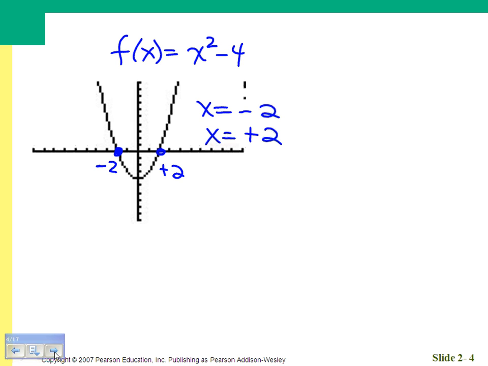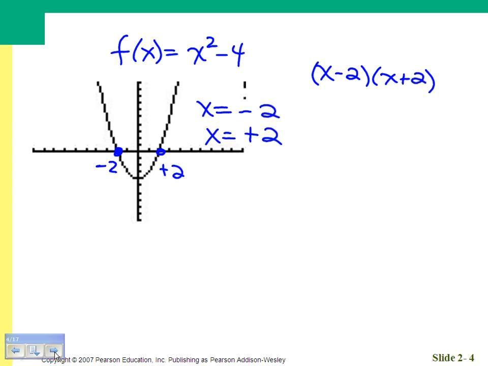As a matter of fact, x squared minus 4 is the difference between two squares, and it's easy enough to factor and solve. It factors into x minus 2 and x plus 2. And setting those equal to 0, giving us the zeros, gives us the same solutions, 2 and -2.